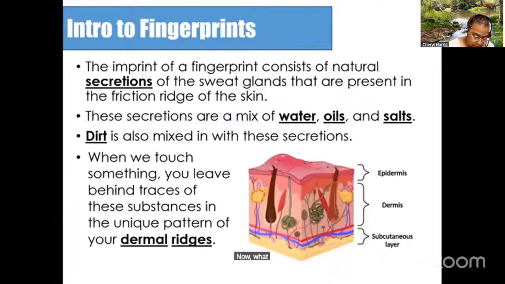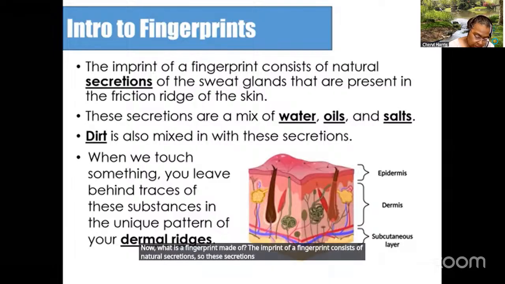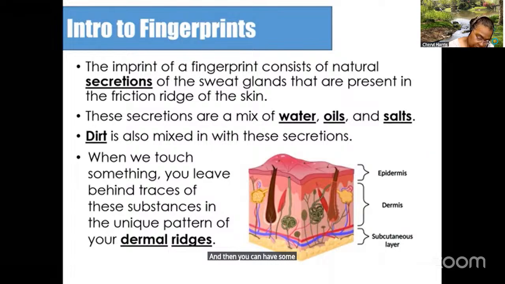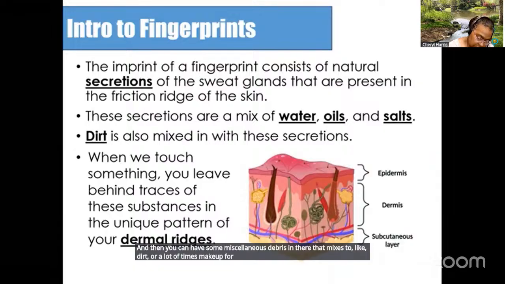Now, what is a fingerprint made of? The imprint of a fingerprint consists of natural secretions. So these secretions, you can see from the picture, come up through our sweat glands, and they're present in the friction ridges of our skin. And these secretions are just a mix of water and oils and salts. And then you can have some miscellaneous debris in there that mixes in, like dirt, or a lot of times makeup for people who wear makeup, that mixes in with the water and the oils and the salt, and it just creates more of a print. So when we touch something, we leave behind a residue. We leave behind the traces of these substances in our dermal ridges.